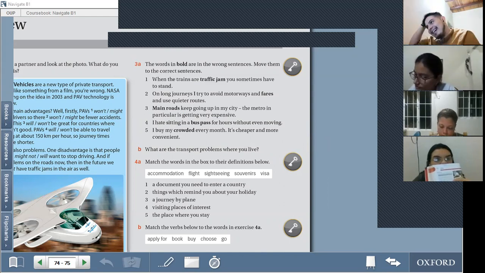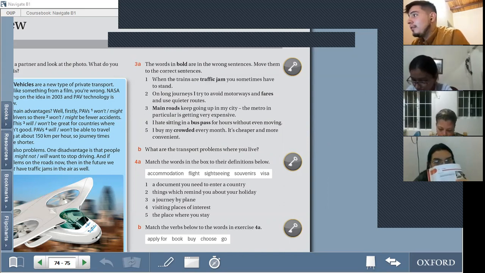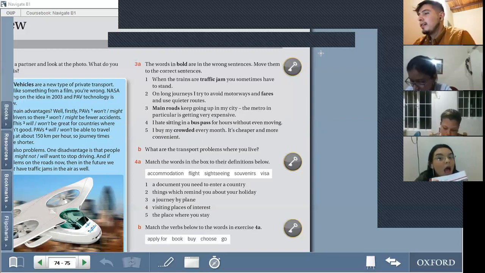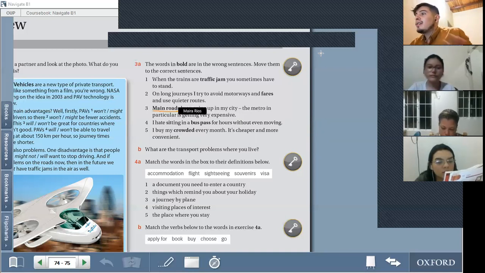You're muted. Okay, so what you have to do is, the words in bold are not correctly used. These words, the ones that I am pointing at with this arrow, this one and this one and this one. What do you have to do? You have to place the words in the correct sentences, all right? I gave you the example. Crowded needs to be used in sentence number 1. When the trains are crowded, you sometimes have to stand.